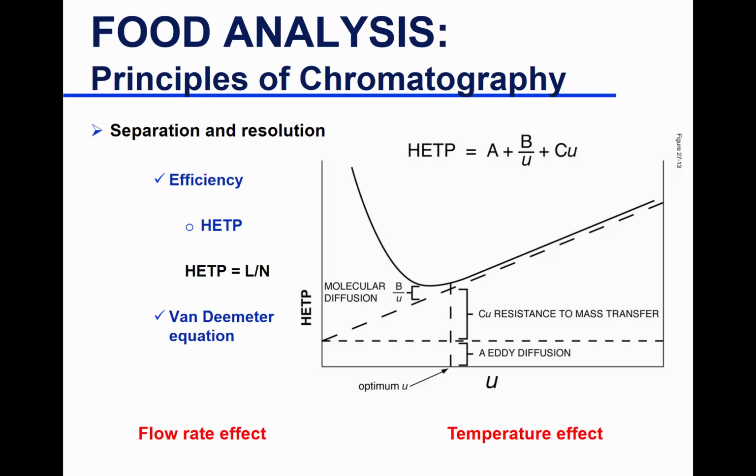U here stands for the flow rate of your mobile phase. And then in the equation up here, you have three important factors. I don't know if you heard about them before, but A is Eddy's diffusion. B is longitudinal diffusion. And C is mass transfer, or the time that it takes for the solute to reach equilibrium.